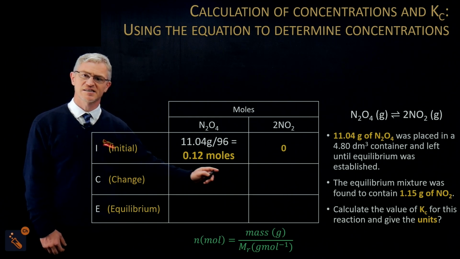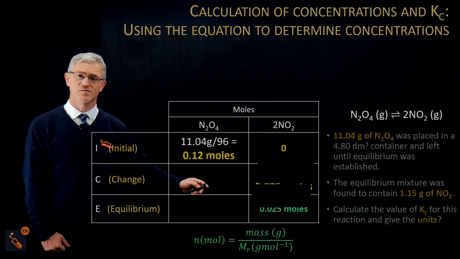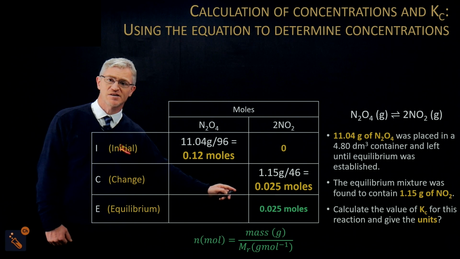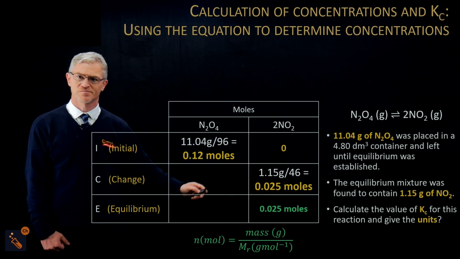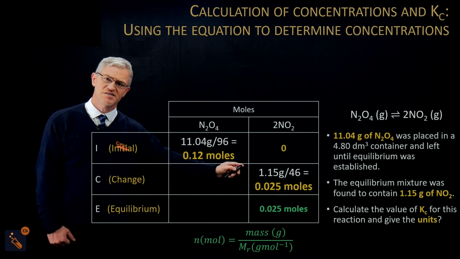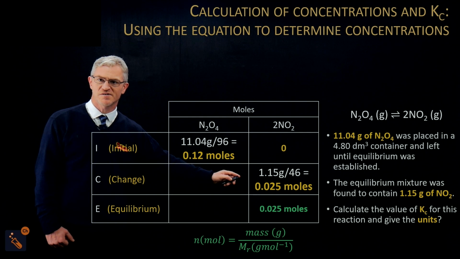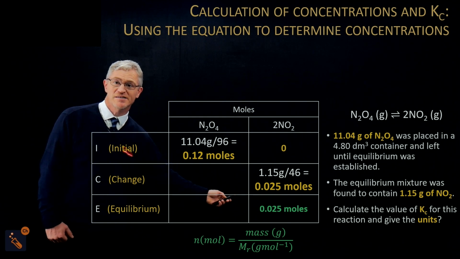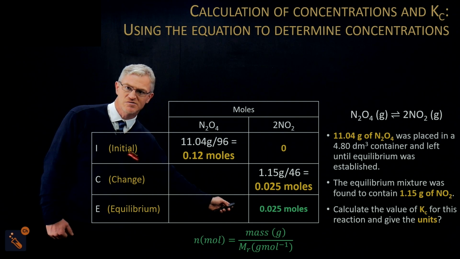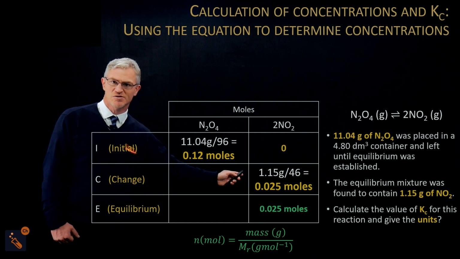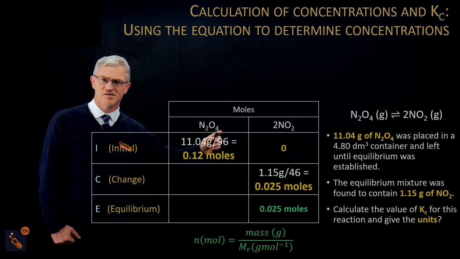We're also going to take the amount 1.15 of NO2, which is a product, and we're going to calculate that, dividing again by the molecular mass, this time of NO2. Now, 1.15 divided by 46 is 0.025. That is the equilibrium amount, but that is also the change from 0 up to 0.025. So we can put it in the change box here. Then there's a 2-to-1 ratio here.